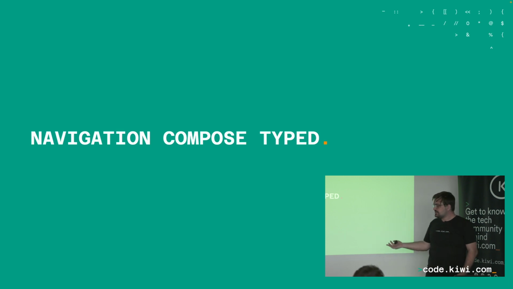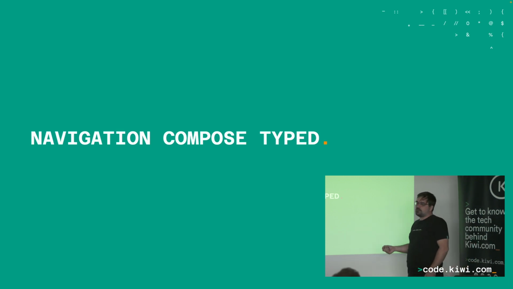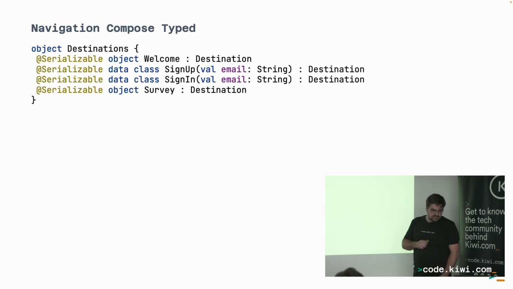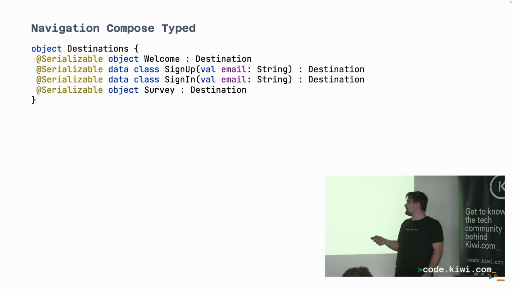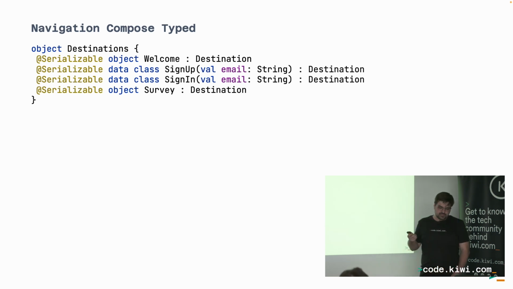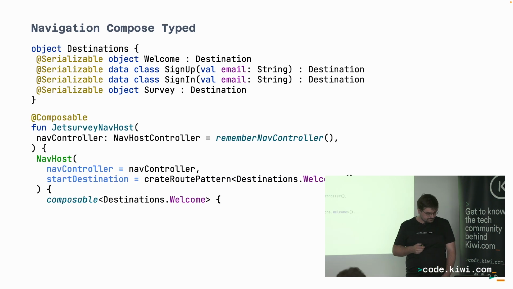So this is slowly becoming our library, because our library is based on Kotlin Serialization. So we have the same kind of destination definitions, and we just switch the Parcelable for the Serializable annotation that tells the Kotlin Serialization plugin to generate all those metadata for you during the compile phase.